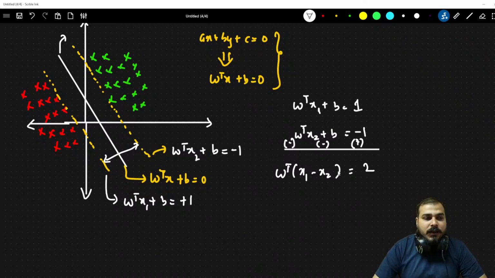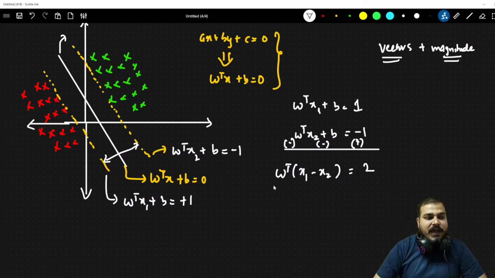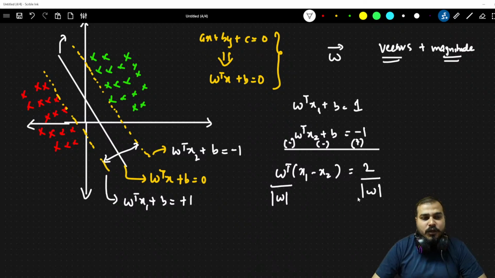Now always understand, whenever we consider any vectors, a vector also has something called magnitude. If I want to remove this magnitude, I can divide this by the magnitude of W, then only my vector will remain. So I'm going to divide both sides by the magnitude of W, and I don't care about the directions right now. We just care about the vectors.